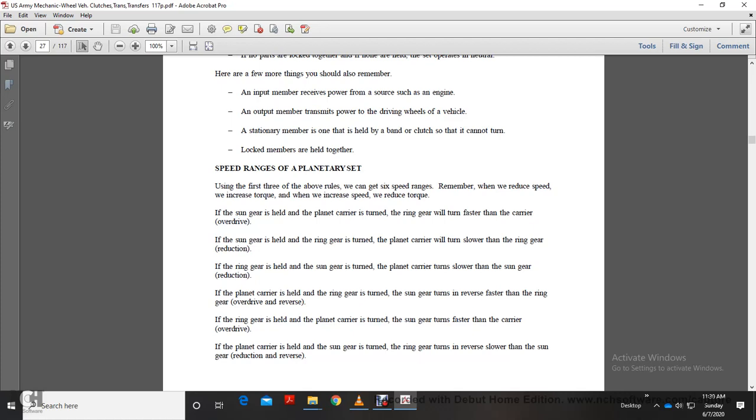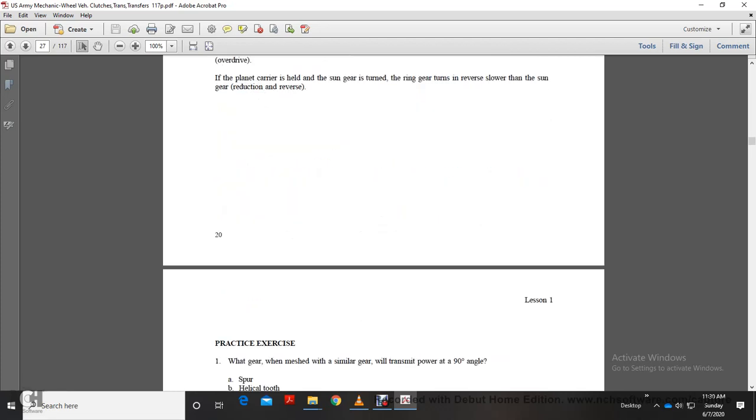If the ring gear is held and the sun gear is turned, the planet carrier turns slower than the sun gear. If the planet carrier is held and the ring gear is turned, the sun gear turns in reverse faster than the ring gear: overdrive in reverse. If the ring gear is held and the planet carrier is turned, the sun gear turns faster than the carrier: overdrive. If the planet carrier is held and the sun gear is turned, the ring gear turns in reverse slower than the sun gear: reduction in reverse.